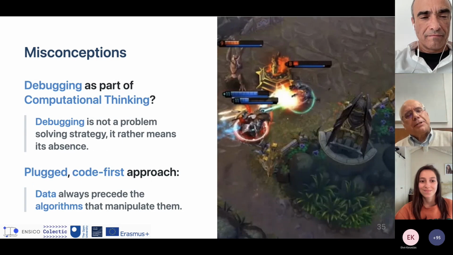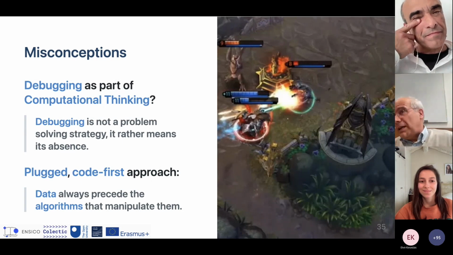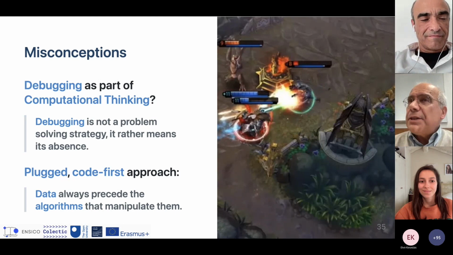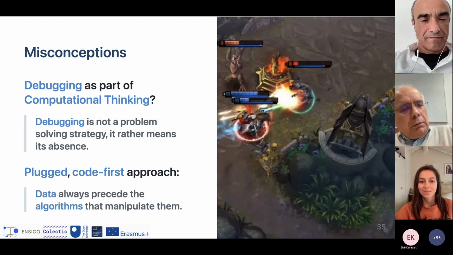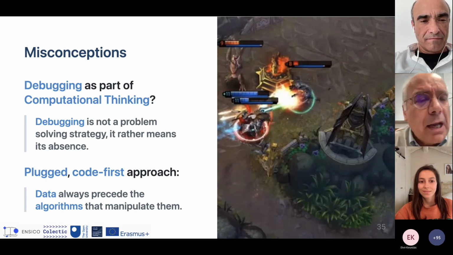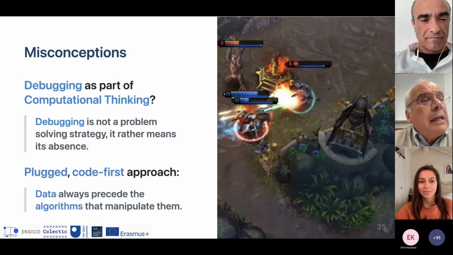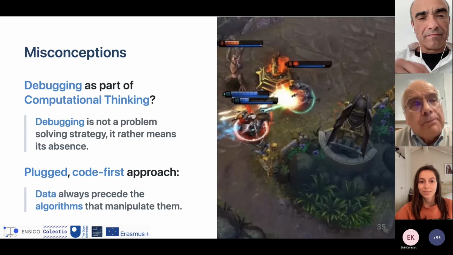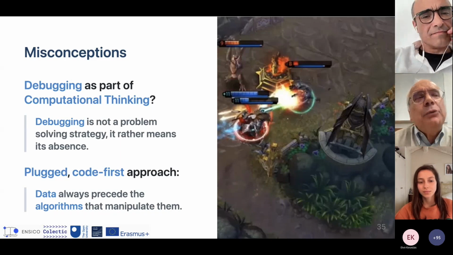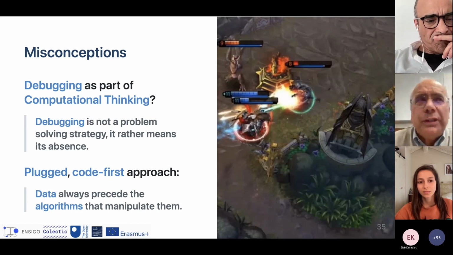The other misconceptions, and I don't know if this is more general or more widespread than this, but here in Portugal, when people talk about computational thinking, they sometimes say that debugging, I mean, people should understand the way programmers debug their code, and start thinking in that way when they are dealing with other courses.